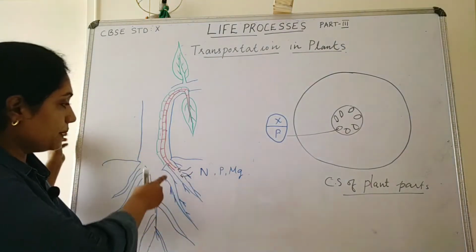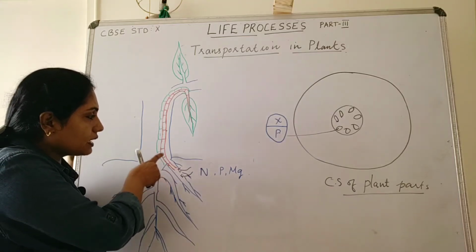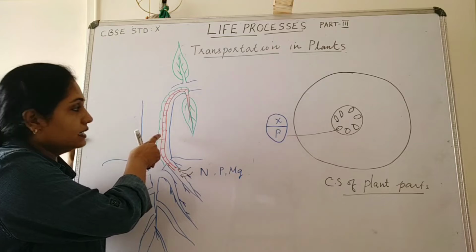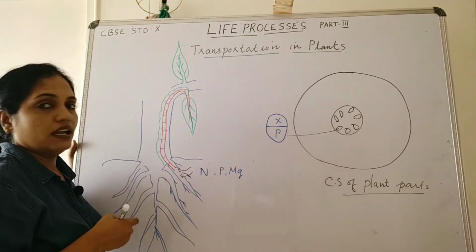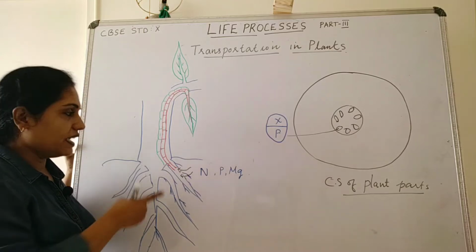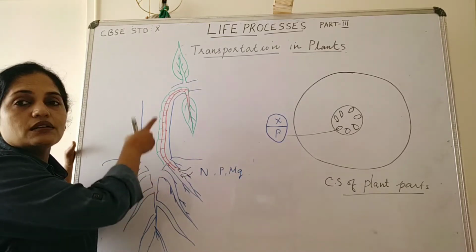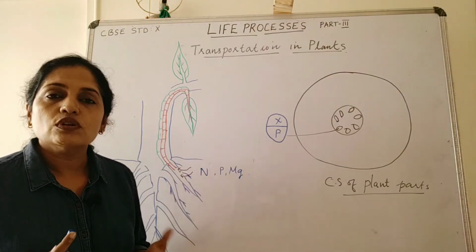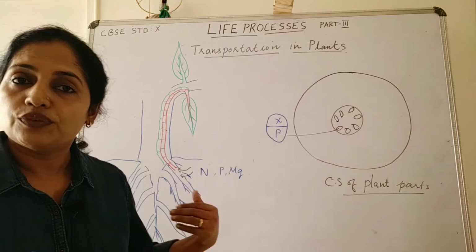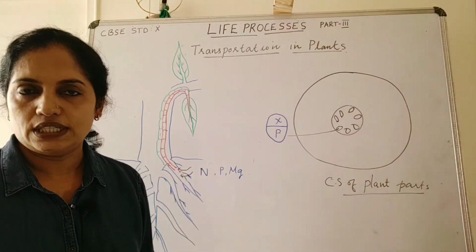Look here in the picture, the xylem cells in the root are interconnected to the xylem cells in the stem and again interconnected to the xylem cells in the leaf. The same way, the phloem cells are also interconnected in different parts of the plant. Here, xylem moves water and minerals from the root to the leaf for the process of photosynthesis.